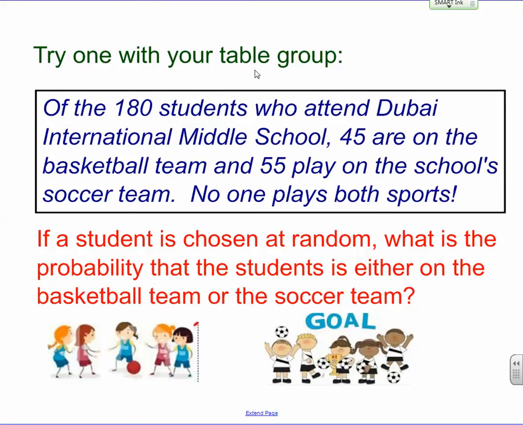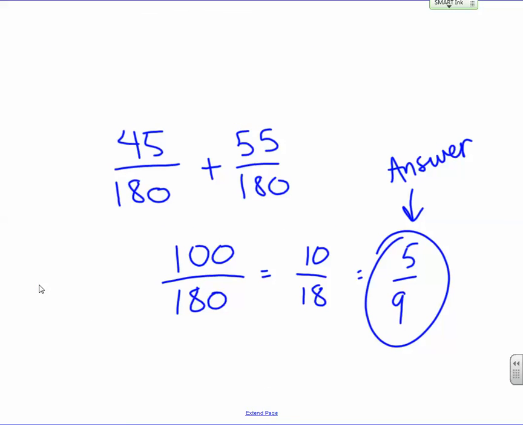All right, then you tried one with your table group. If there's 180 students who attend Dubai International Middle School, 45 of them are on the basketball team and 55 are on the school's soccer team. And those seasons at that school happen at the same time, so you cannot play both sports. So if a student was chosen at random, you had to figure out what's the probability that the student is either on the basketball team or the soccer team. And you guys did this in your table groups, and this is what you did. You added 45 180ths and 55 180ths, and we got 100 180ths.